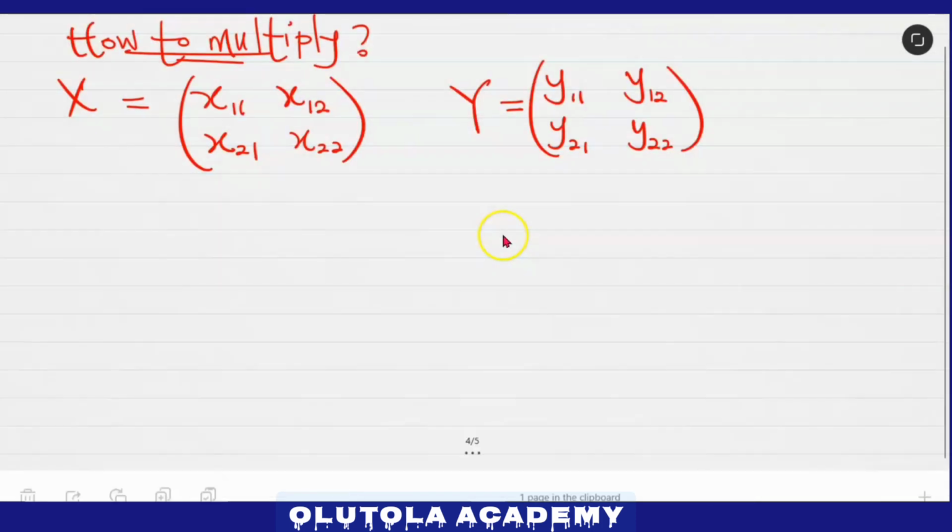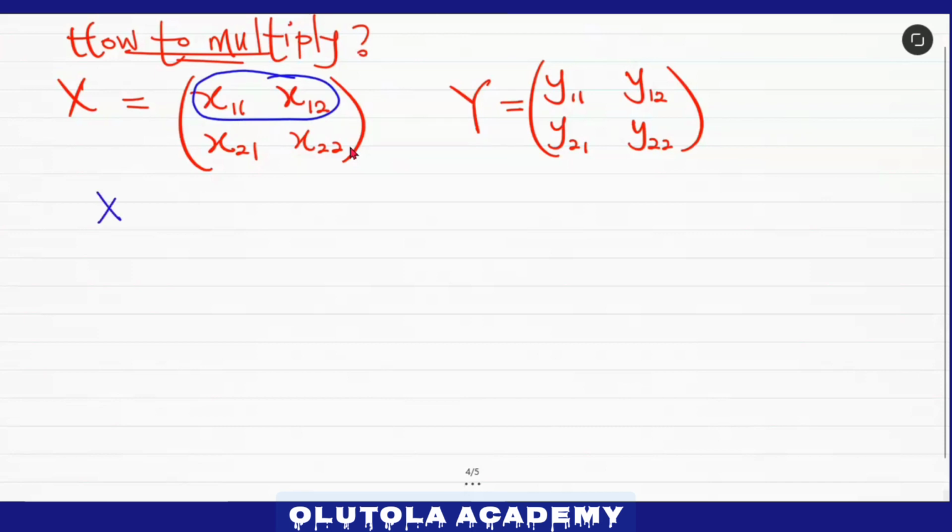Or before I do that, I want to show you how to multiply. The way we multiply is very simple. We multiply the rows here. If I want to multiply X and Y, this row x11, x12, we multiply it by this column, such that we have something like x11 times y11 plus x12 times y21.